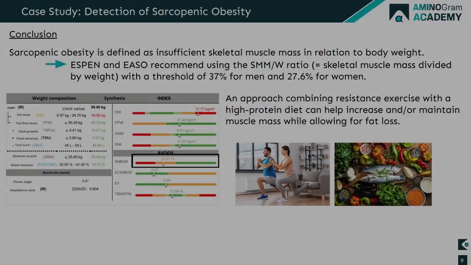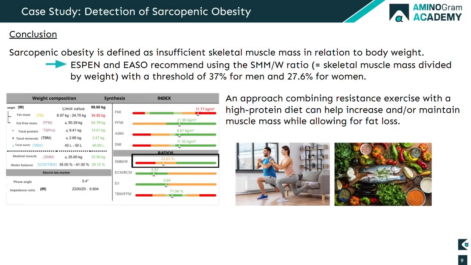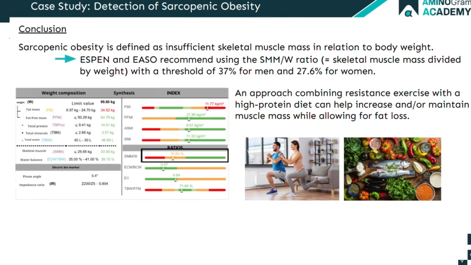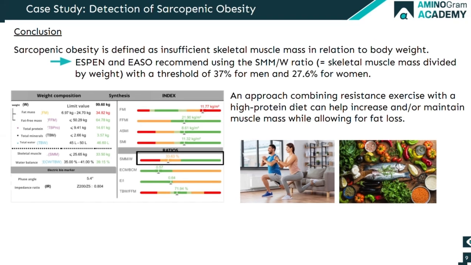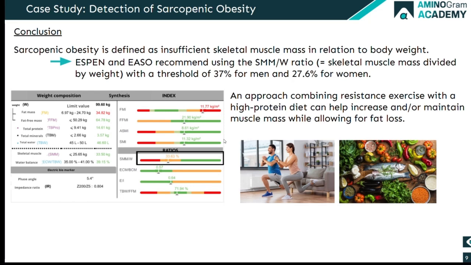And so, as I mentioned earlier, in conclusion, sarcopenic obesity is really defined as insufficient skeletal muscle mass relative to body weight, with ESPEN and ESO recommending the use of the muscle mass to weight ratio with a threshold of 37% for men and 27.6% for women, which you can find in the summary tile, and that an approach involving resistance physical activity combined with a protein-rich diet can help increase and/or maintain muscle mass while allowing for fat mass loss.